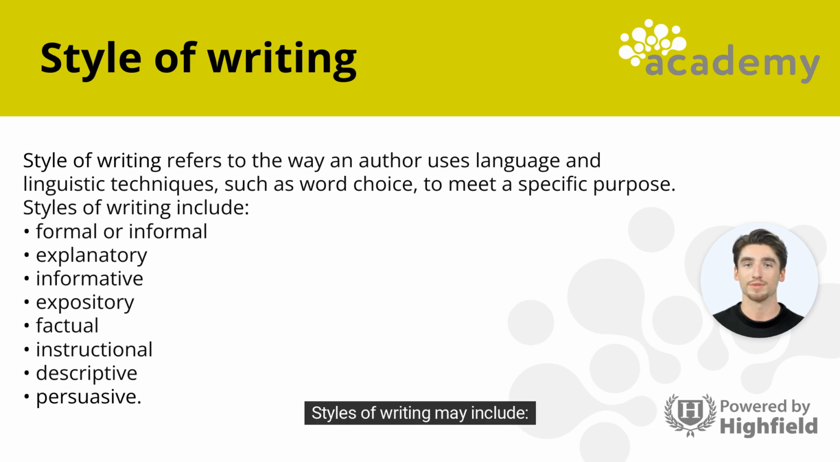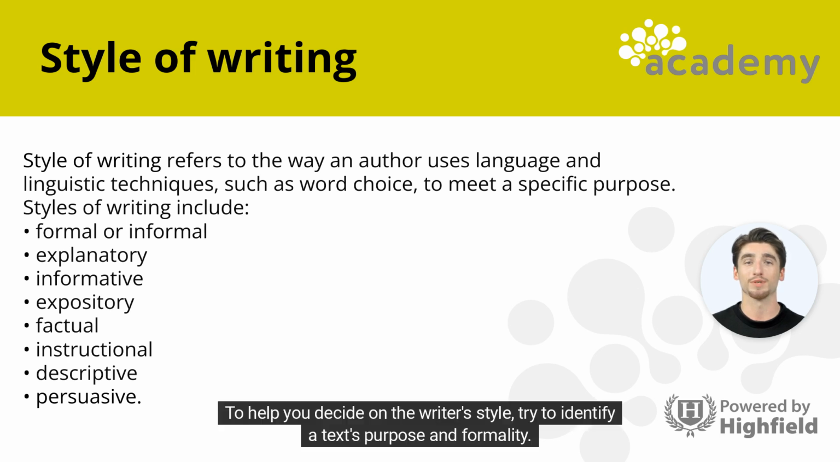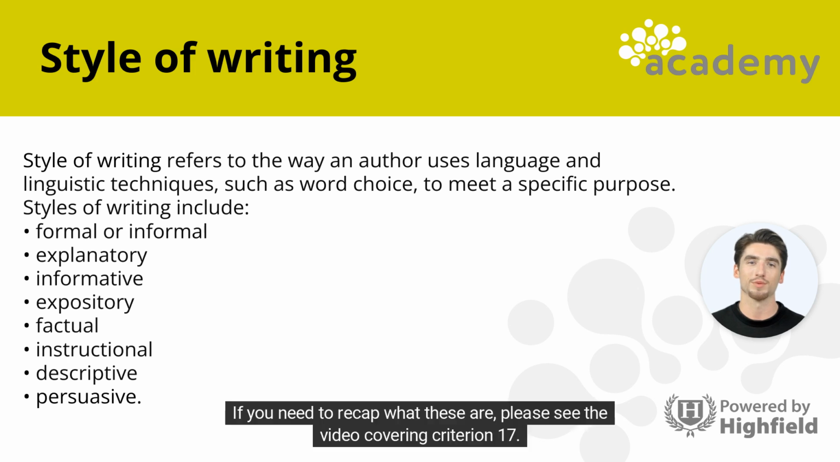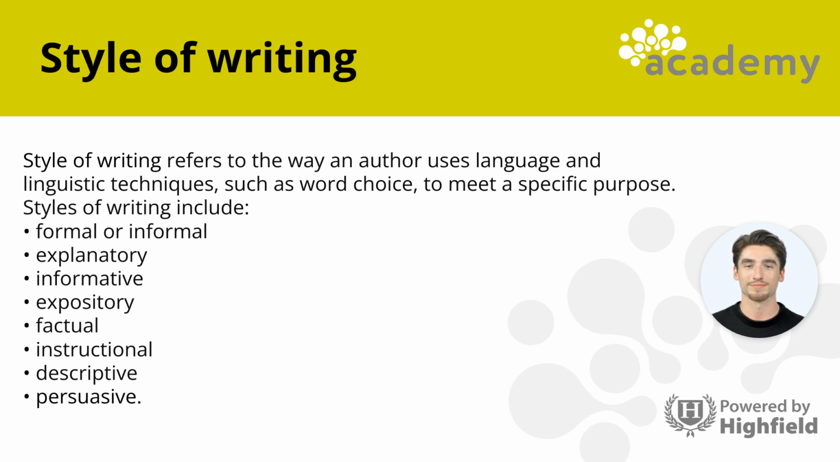Styles of writing may include formal or informal, explanatory, informative, expository. This is writing that intends to illuminate or expose. Factual, instructional, descriptive and persuasive. To help you decide on the writer's style, try to identify a text's purpose and formality. If you need to recap what these are, please see the video covering Criterion 17.